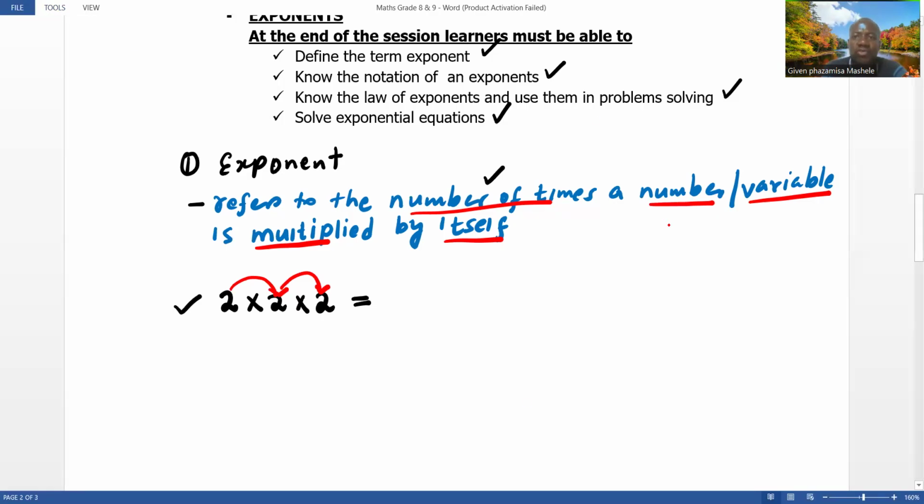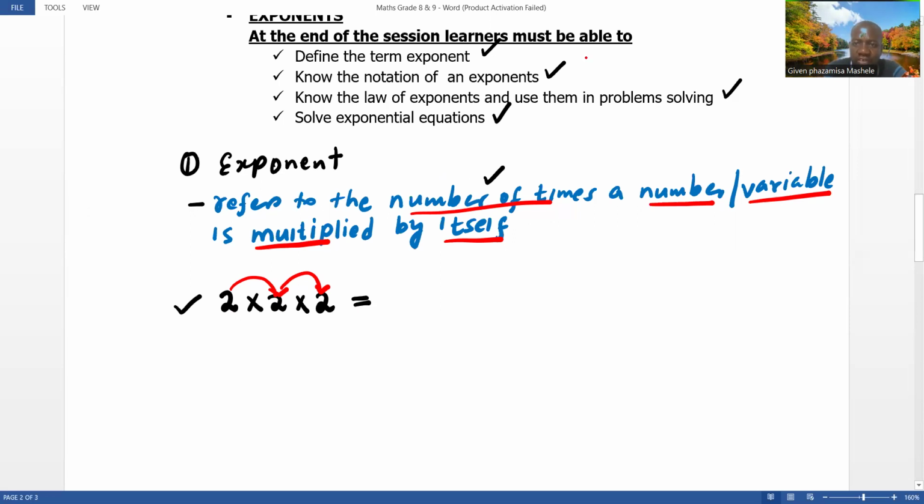Here we want to check how many times we can multiply a number by itself. Look at this, 2 multiplied by 2 multiplied by 2. How many times did we multiply this 2 by itself? Obviously, the answer is 3 times.